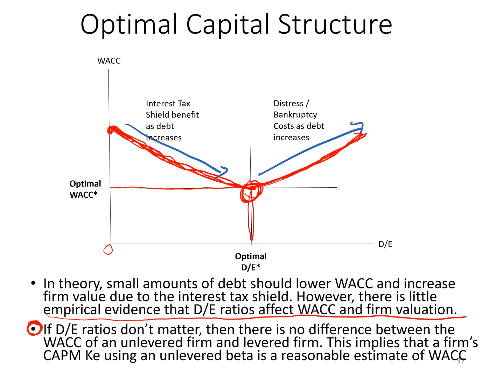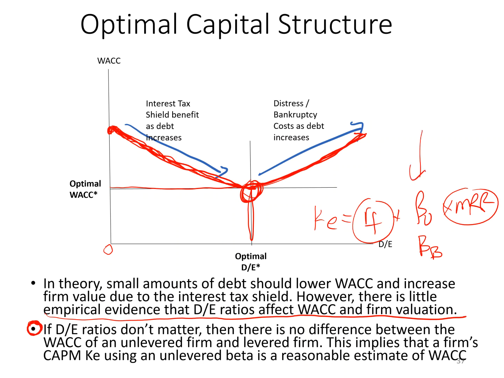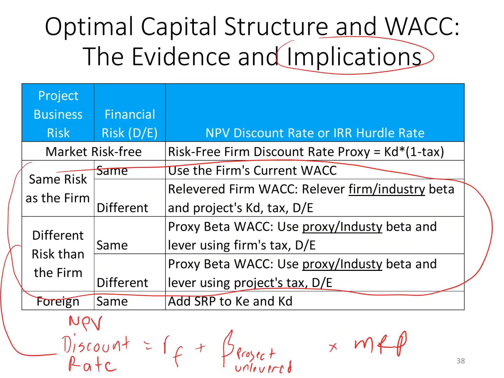So if Walmart wants to open up another store, just assume no debt, use the risk-free rate plus the unlevered beta for Walmart times my market risk premium, and I'll just use that. And if they want to open up a bank, I'll just use the banking unlevered beta. And if they want to use different D/E ratios, well, that doesn't matter. Let's just assume it has 0 debt and use the unlevered beta again. So this is an interesting finding that capital structure doesn't seem to affect WACC and valuation.